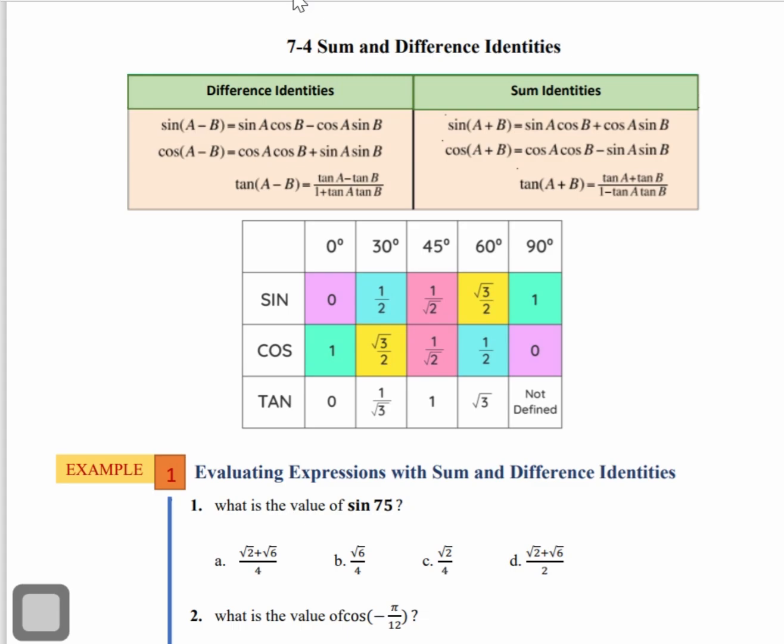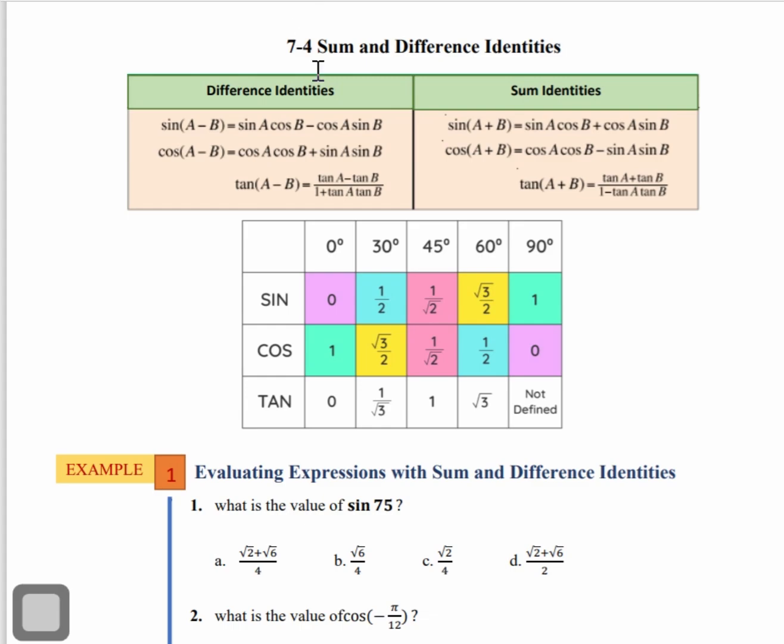But for cosine it is different. If we have minus, that one will be plus. It will be cosine A cosine B plus sine A sine B. For plus, it will be negative, so they are the opposite. For tan, if it is negative, the numerator will be negative and the denominator will be positive. If we have positive, the numerator will be positive and the denominator will be negative.